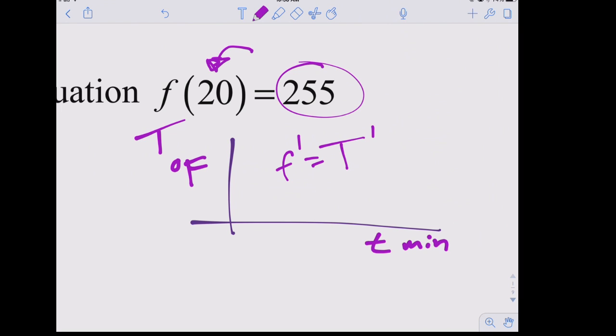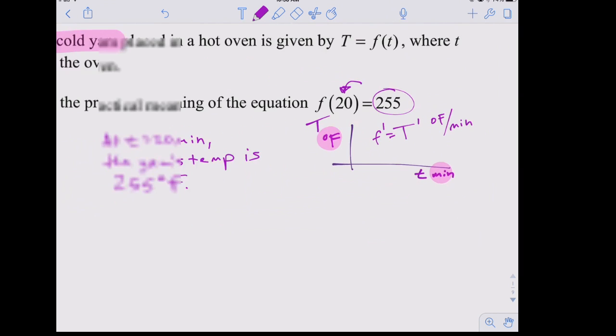And what are the units of the derivative? It is the units of slope, right? So it should be units of y over the units of x. So it should be degrees Fahrenheit per minute. That's another nice thing to label right there in the first quadrant. So anytime you talk about the rate of change, you're talking about the units of degrees Fahrenheit per minute.